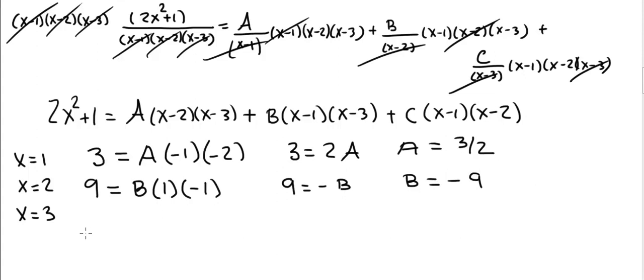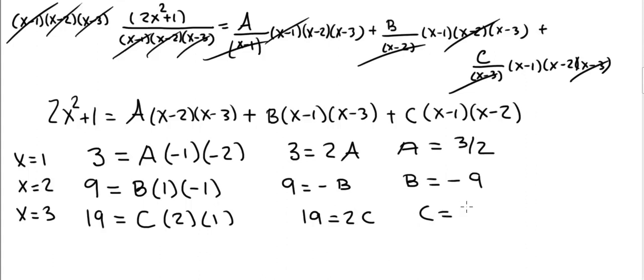Plugging in 3, we get 9 times 2, 18, plus 1, 19 on the left. The a term and the b term cancel on the right, and we have c times 3 minus 1, which is 2, times 3 minus 2, which is 1. So 19 is equal to 2c, and c is equal to 19 divided by 2.